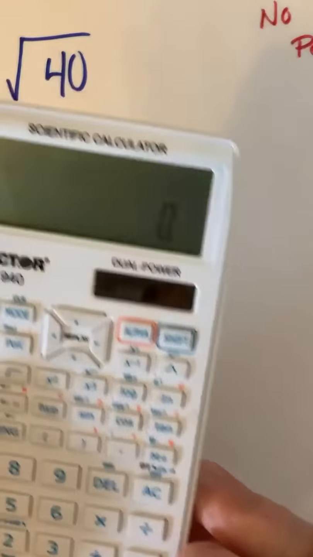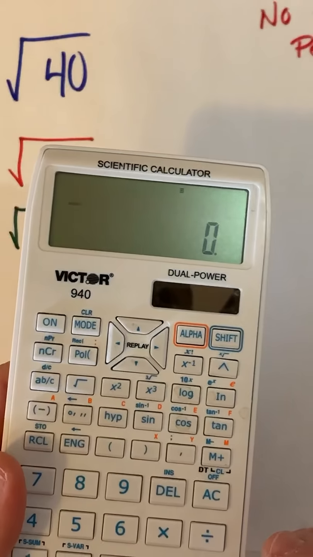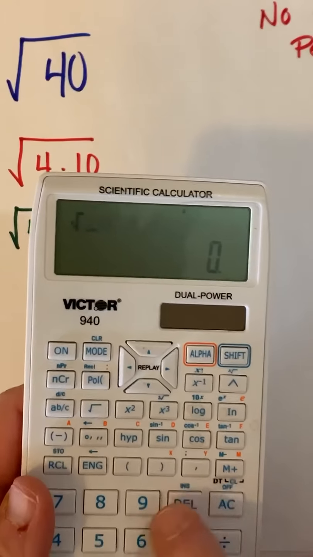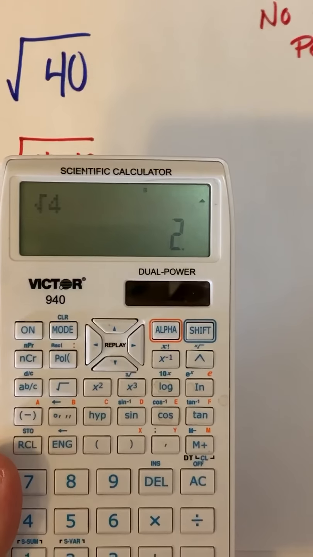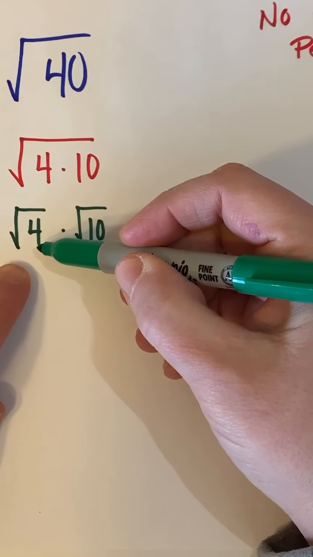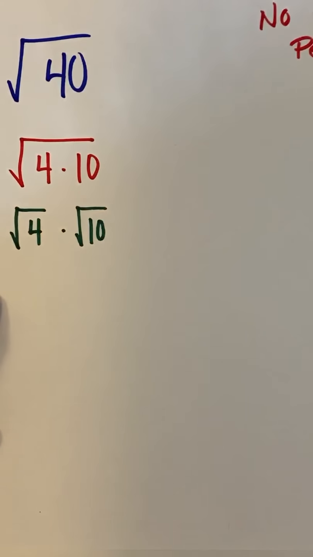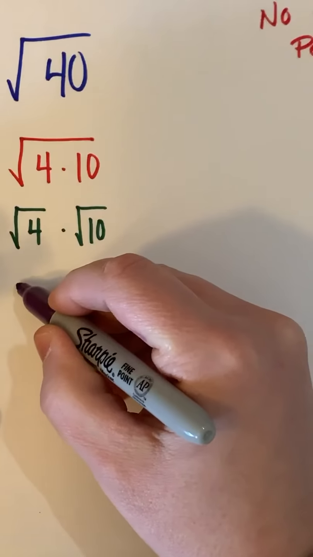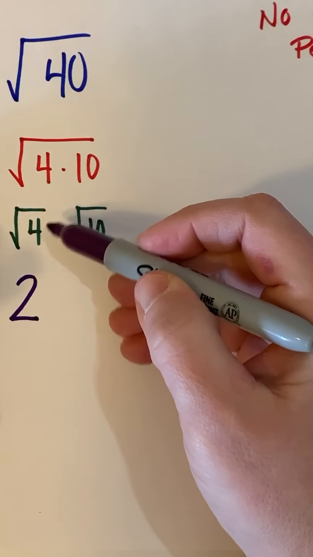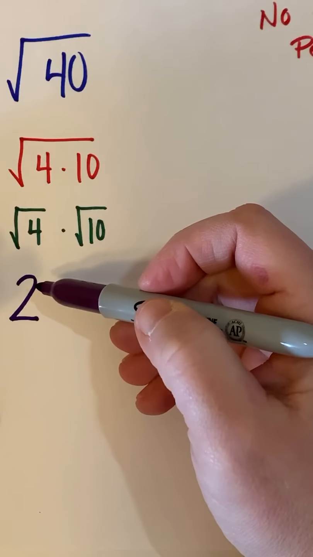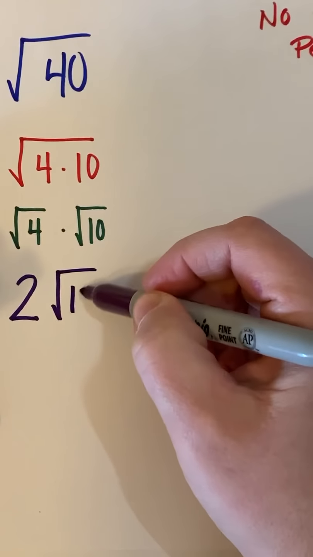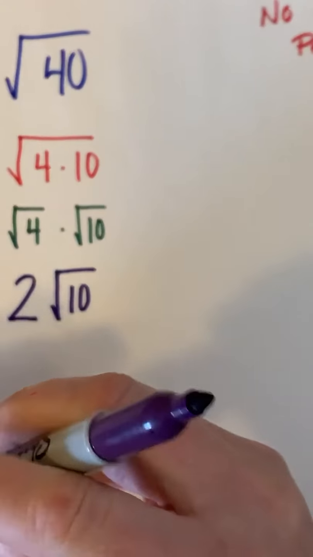So with my calculator, hopefully you can see that, I'm going to do the square root of 4. It tells me that's 2. So I'm going to take the square root of 4. That equals 2. Once I take the square root of something, it no longer needs the radical, 2. It's been kicked out of the house. Square root of 10 is not a perfect square, so it stays in the house.